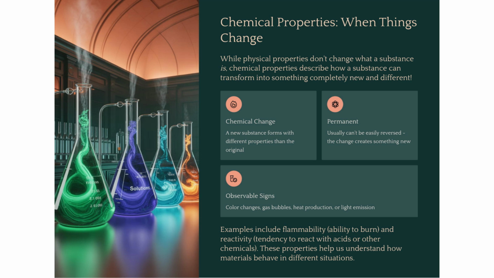Now for a different kind of property, chemical properties. These describe a substance's ability to change into a new substance. You can't observe a chemical property just by looking at something. You have to see how it reacts with other things. For example, a piece of paper looks like paper, but you only see its flammability, a chemical property, when it bursts into flames and turns into ash.